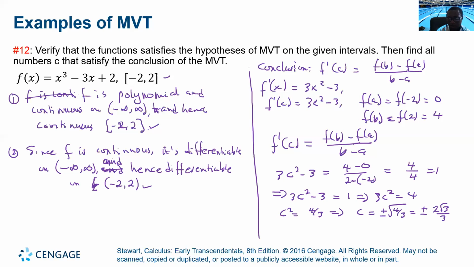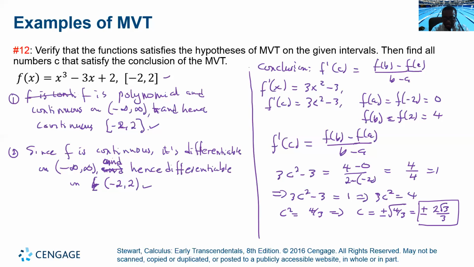If you have 2 root 3, let's see the value of that, divided by 3, it is about 1.15, so plus or minus 1.15, which is within the interval. So these are the values of c that satisfy the conclusion of the mean value theorem.